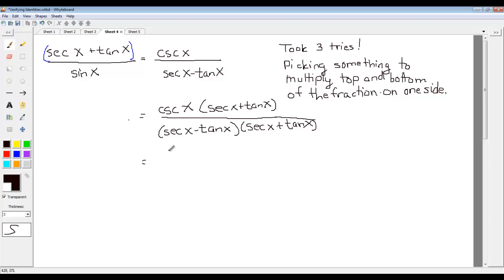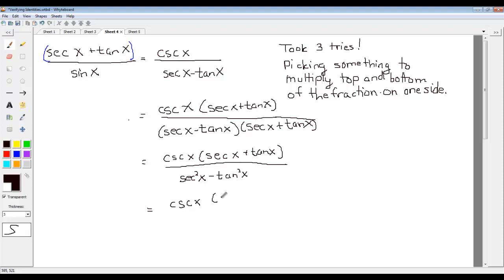Okay, so then from there, I had cosecant x. I don't want to distribute this just yet. I'm not sure what's going to happen on the bottom when I multiply those together, because I'm going to end up with secant squared x minus tangent squared x in the denominator. And then I know that secant squared x is the same thing as tangent squared x plus 1.